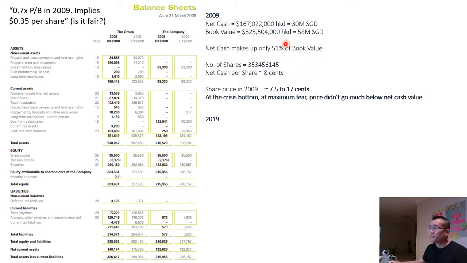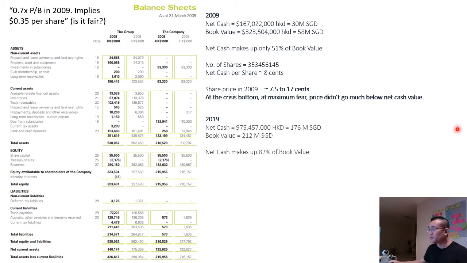We found that the net cash per share was around 8 cents. And the range in 2009, the company traded from something like 7.5 to 17 cents. I think it went below 7.5 cents, but only for one day, so I didn't count that. So as you can see, 8 cents, 7.5 cents, at the crisis bottom, at maximum fear, the price didn't go much below cash value. So it seems that the cash value is, in a sense, more important for finding the margin of safety as compared to book value.